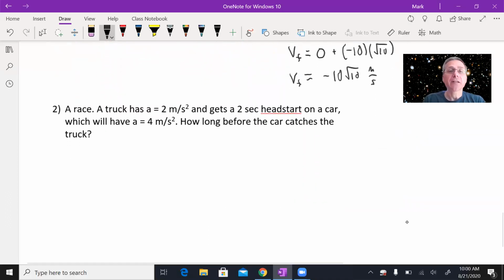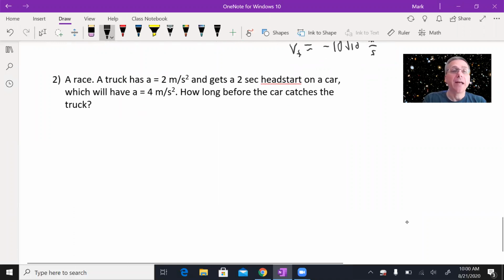Now, the second example is a race. You can imagine that at a starting line, you have a truck and a car. Let's say that trucks are bigger and heavier and they tend not to accelerate as fast as cars, so the truck has a slower acceleration than the car. Let's say you give the truck a 2-second head start, and we want to know how many seconds it takes before the car catches the truck. Okay, so at some distance away, the two will be tied. The car will have caught up to the truck.